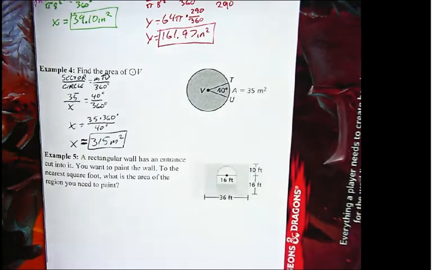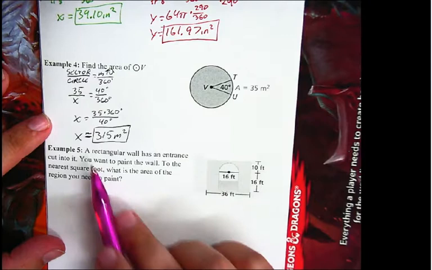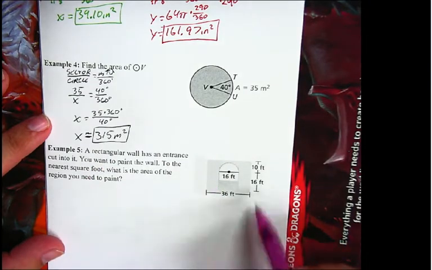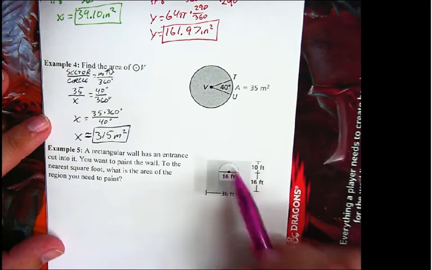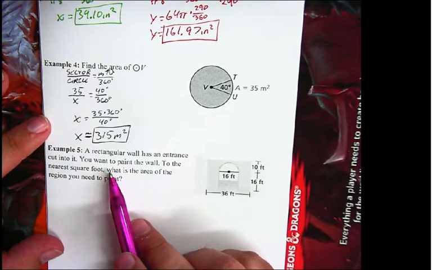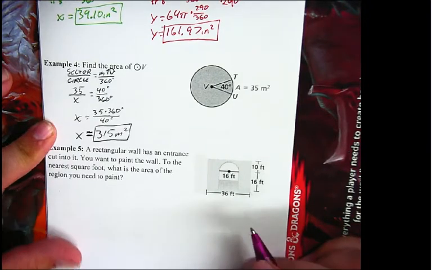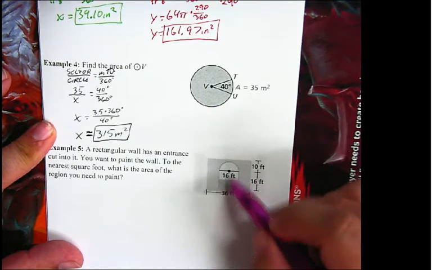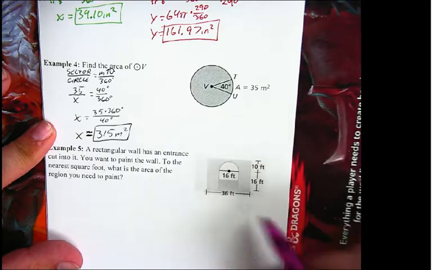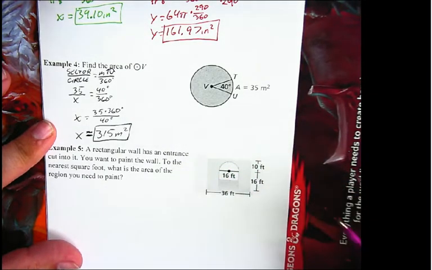All right, so last one here, we want to find, what do we got here? We have a rectangular wall that has an entrance cut into it. So we got this little doorway there. We want to paint the wall to the nearest square foot. What is the area of the region we need to paint? So we have this wall here. We've got a door cut out of it. Obviously, we're not going to paint the empty door because there's nothing there. So we just need the area of this wall.